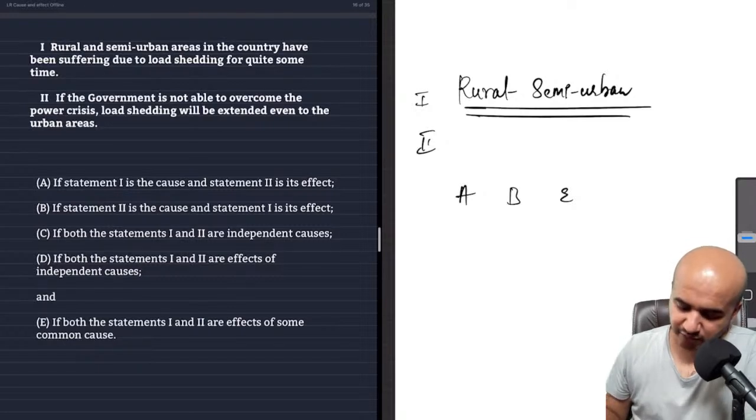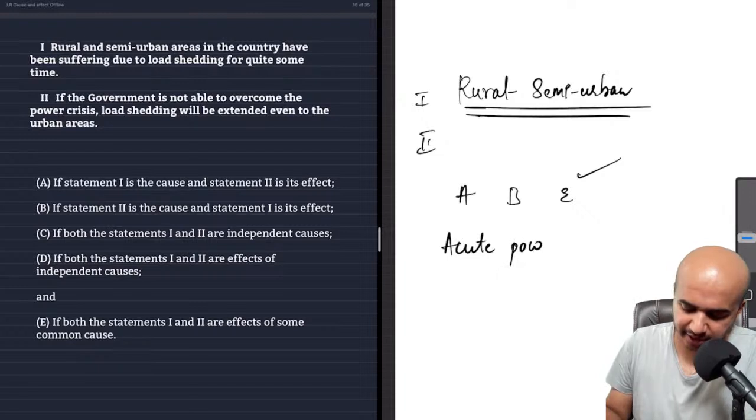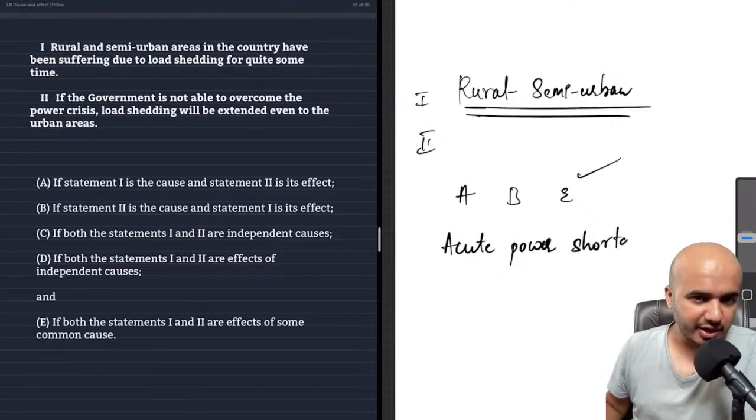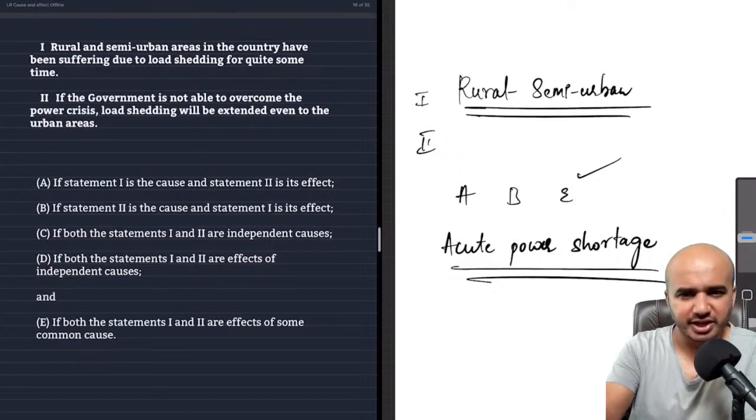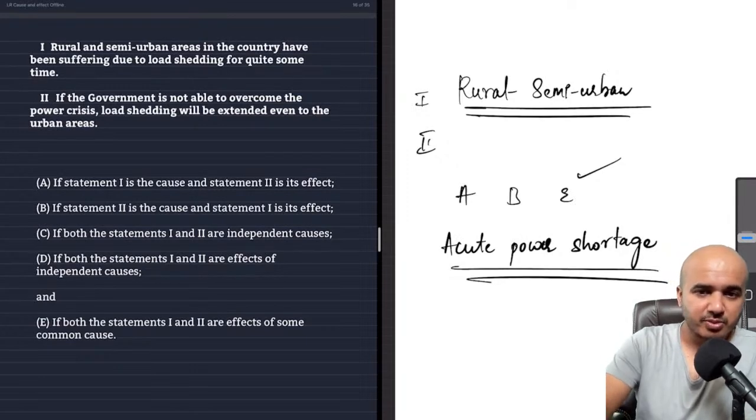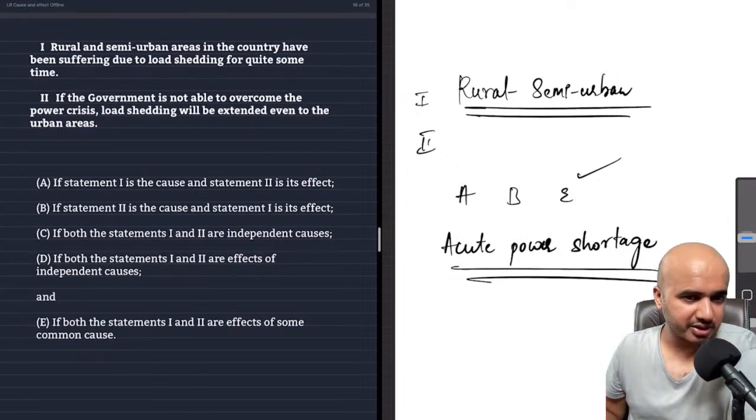statement 1. So therefore what we can easily say is both the statements are definitely the result of some independent cause. In this case, that could be the acute power shortage. If you think of power shortage as the common cause, then you can easily explain both the statements. Because of power shortage, rural and semi-urban areas in the country have been suffering due to load shedding. Because of acute power shortage, the government is not able to overcome the power crisis, so load shedding will be extended. So option E seems to be the most likely answer, so we'll select option E. Moving on.